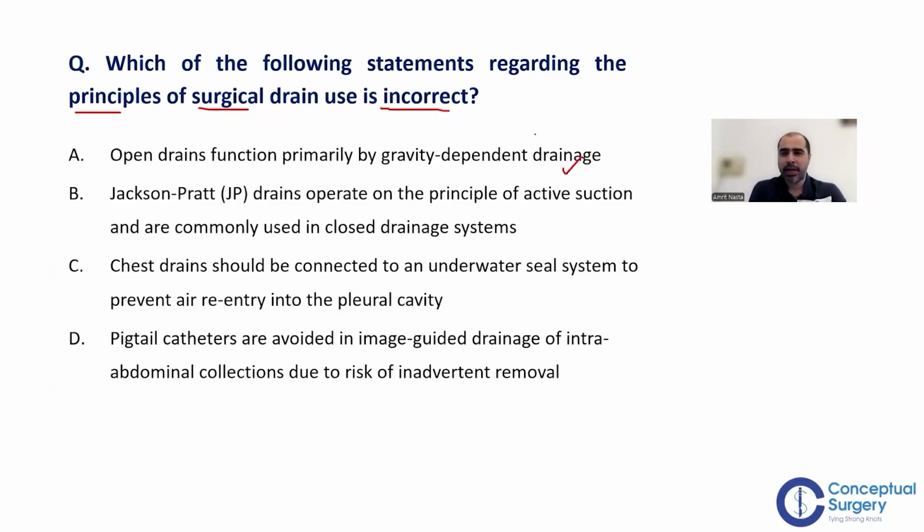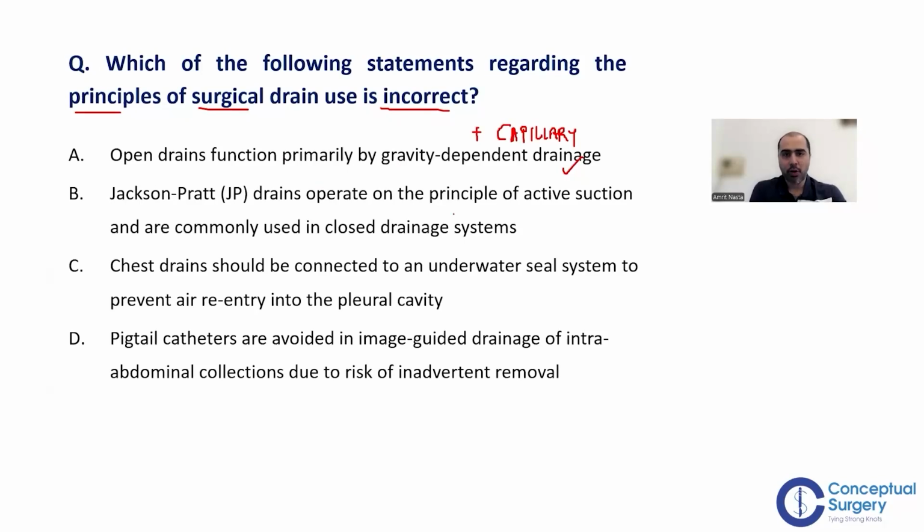In a way, it's right. It is gravity also, and it is also on capillary action. But mainly it is gravity. That's why they have to be placed at a lower level. So the abdominal drains that you put, they work by gravity and some capillary effect.